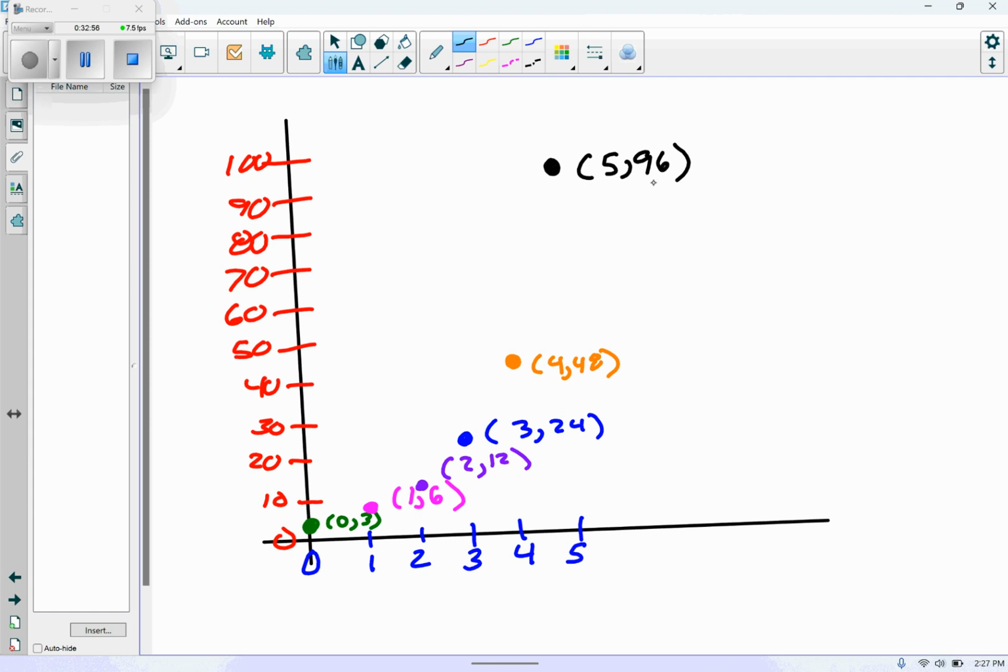Hey, so let me ask you this, my friends. Does this appear to be a straight line? It's not really a straight line, is it? Is it growing? Yeah. So it's kind of growing like curved up. Agree?